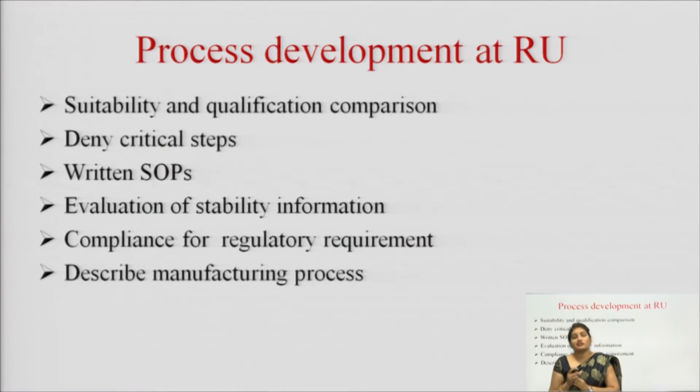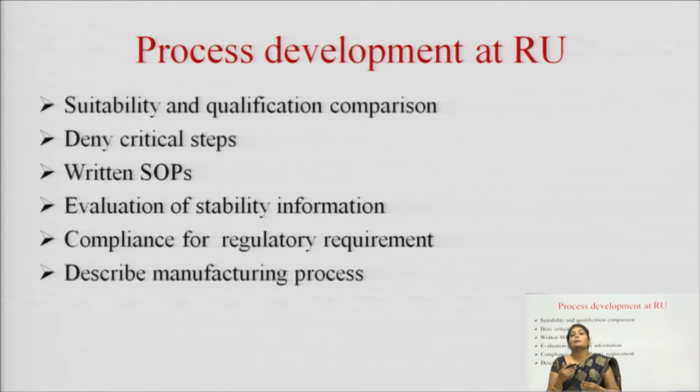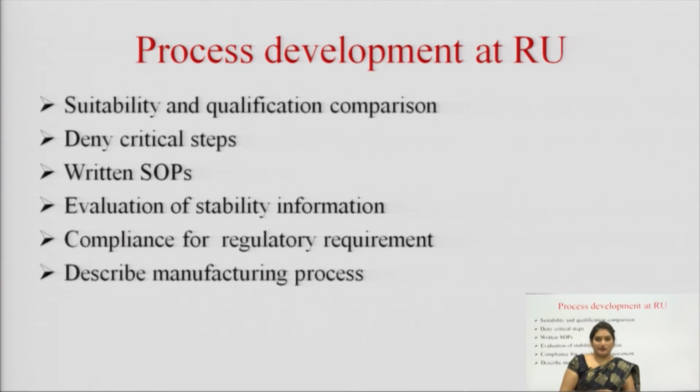Evaluation of stability information. Okay. What process is going on, what we are implementing in the receiving unit, there should be a stability study on that process and the information related to that should be described. Compliance for regulatory requirement, there should be compliance for the regulatory studies, regulatory guidelines should be followed. Describe manufacturing process. Okay. The manufacturing process that is going on in the receiving unit should be described in the written form.